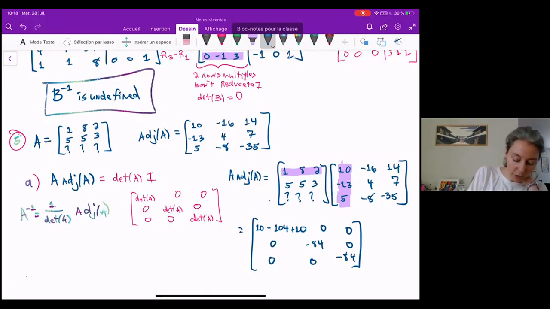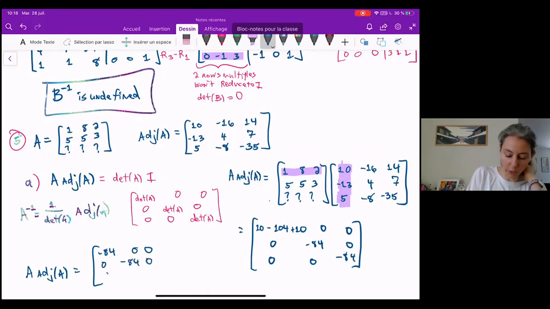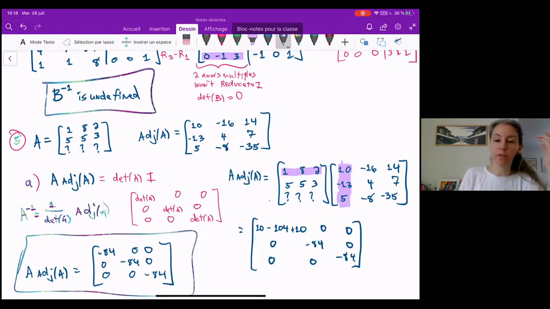So A times the adjoint of A is equal to negative 84, 0, 0, 0, negative 84, 0, 0, 0, negative 84. And this is really relying on your knowledge of the formula that relates A inverse and the adjoint of A. Are there any questions about what we just did here?